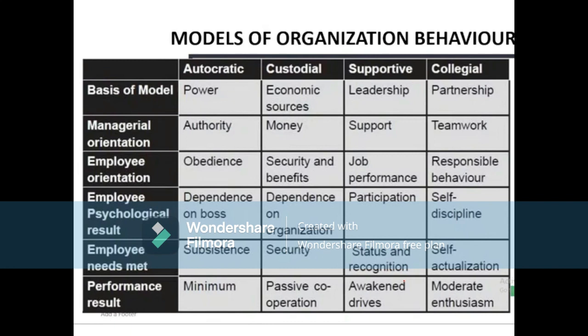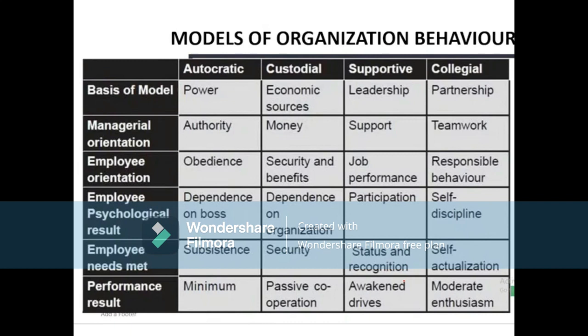In custodial, they will not exercise the power of authority, but it depends upon the work of the employees. If the employees work, they will get money. A reward system is seen in custodial. Coming to supportive, managers support the employees well. Next, in collegial, there are no managers or subordinates, no boss. Teamwork can be seen here. In managerial orientation, he will give some guidelines on how to work properly, a path to all the team members in order to accomplish the organizational goals.